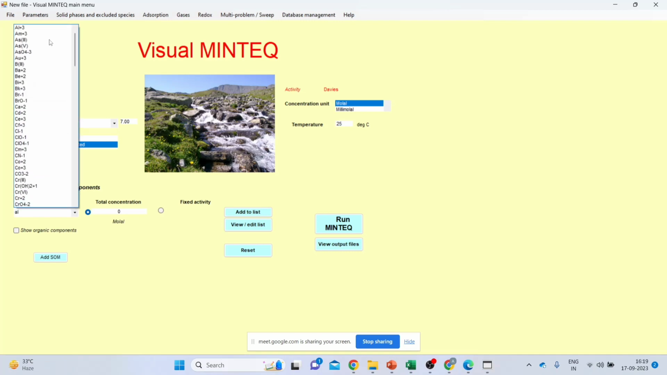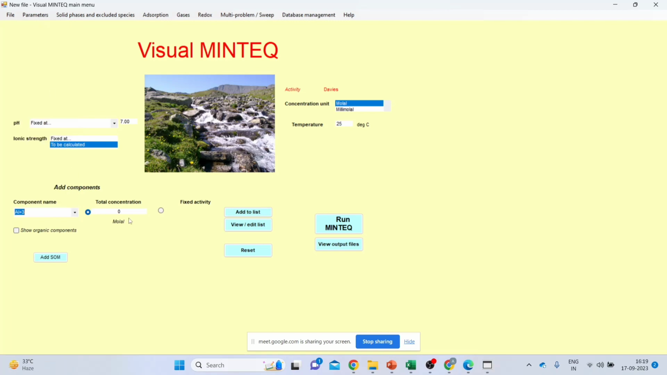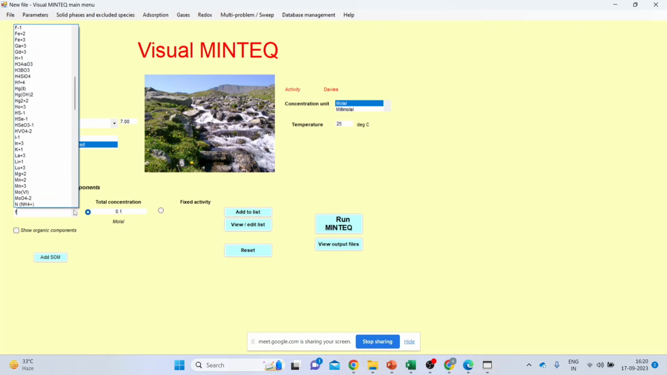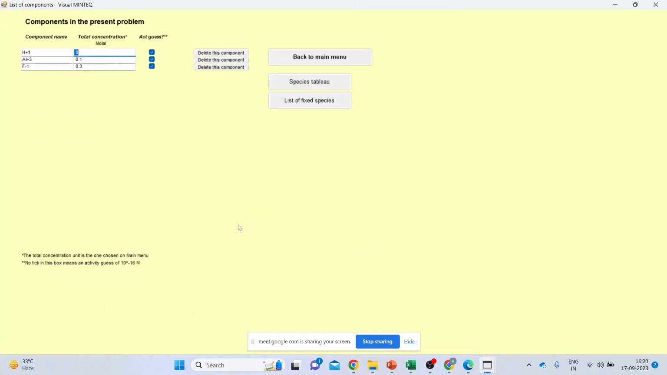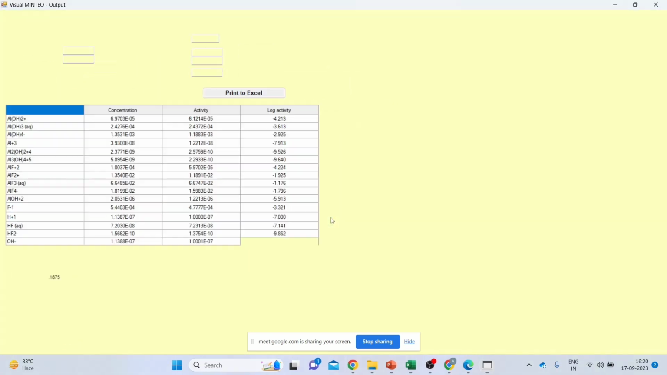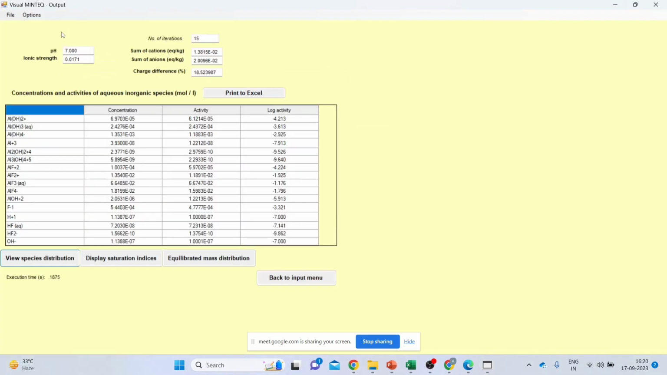Let's add aluminium, it is 0.1 molar. And fluoride was, yes, fluoride is 0.3. Let's check the species. Okay, we have added it. Now we will run the Minteq. So we have already fixed the pH. This is the ionic strength which is being calculated.